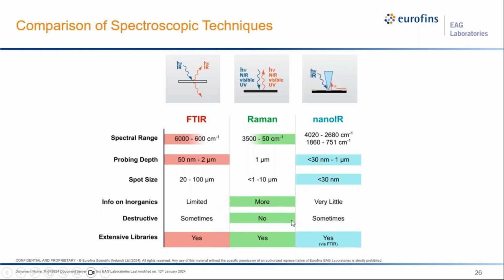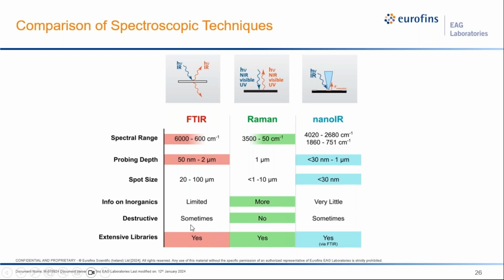As mentioned before, we don't have a lot of information on inorganics, and I will say a little bit more about that in just the next slide. Raman is a bit better on inorganics than FTIR and nano-IR. And it's important to note that nano-IR is very similar to FTIR once you've acquired the spectrum. And so because of that, you get to use the extensive library of FTIR.